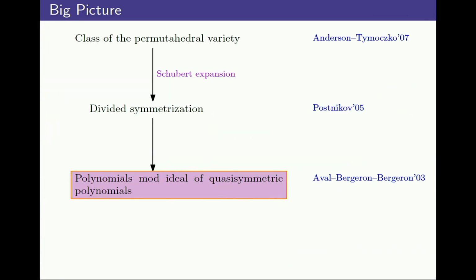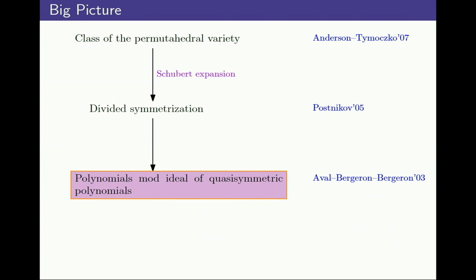So here's the big picture version of the talk. I have a very narrow focus, a very singular vision. I want to compute the class of a certain subvariety of the complete flag variety. This subvariety is the permutahedral variety. So that's the geometry/topology version of the question.